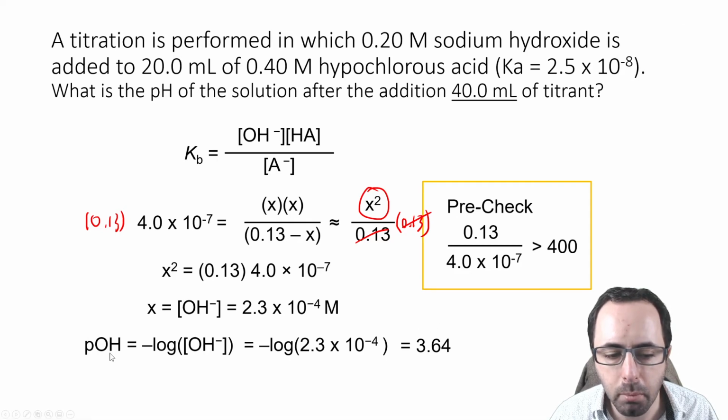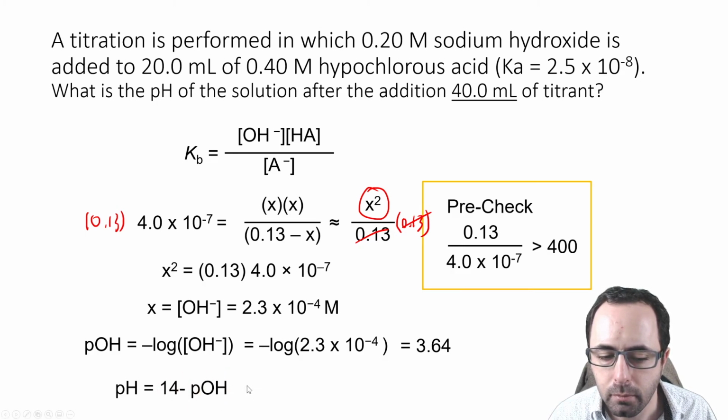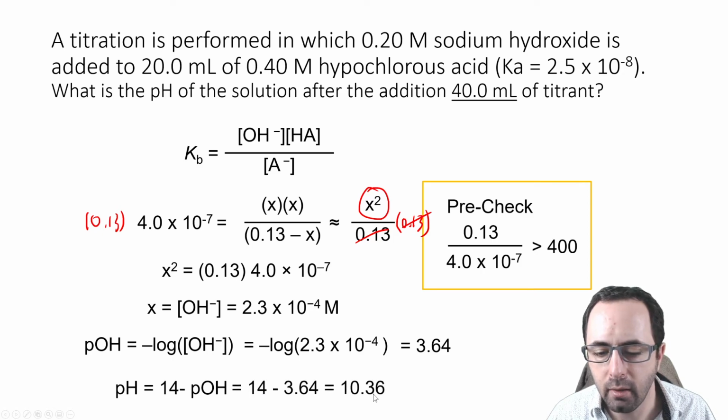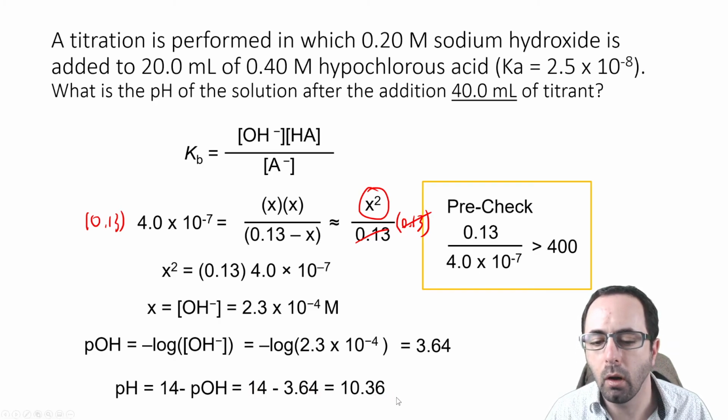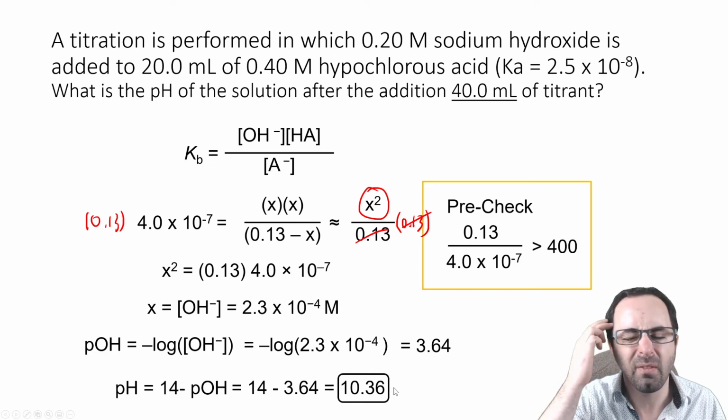Then pOH and pH add up to 14, so pH is going to be 14 minus the pOH. 14 minus 3.64 is 10.36. Remember to go two places after the decimal because 14 is exact here. So we're going to stay at two places after the decimal. Our pH is 10.36. Now let's do a reality check.